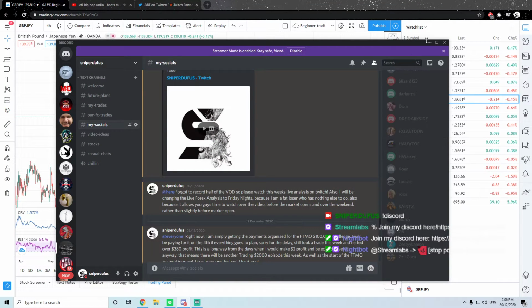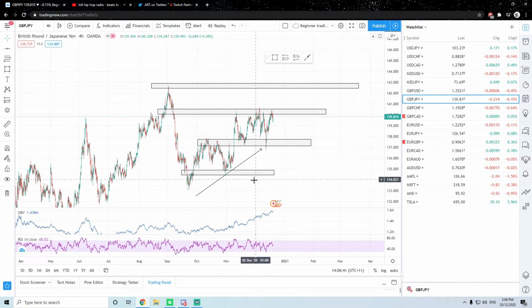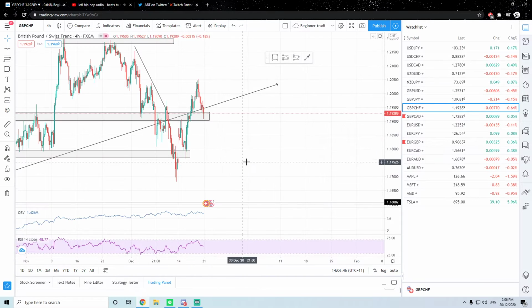But like, yeah. Damn, Nightbot giving Nightbot some stuff. Nightbot giving Nightbot a warning. Anyway, so we'll head on over to this next pair.